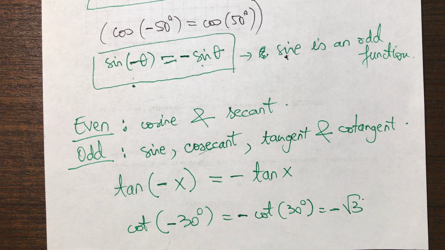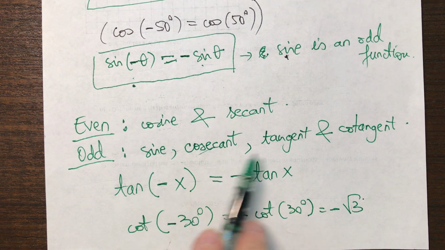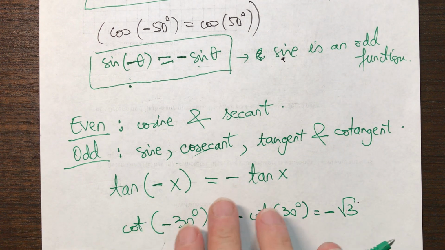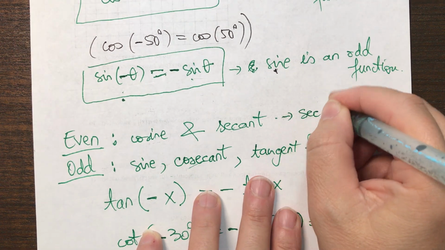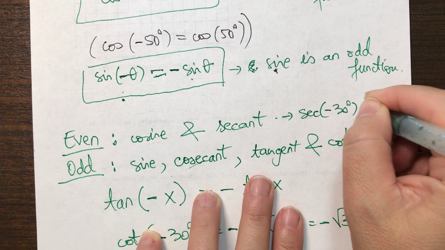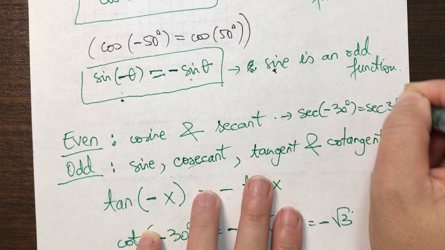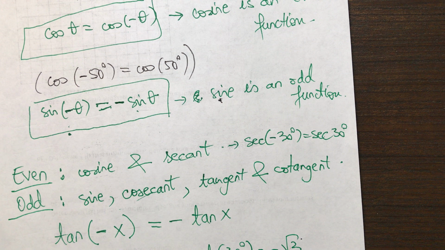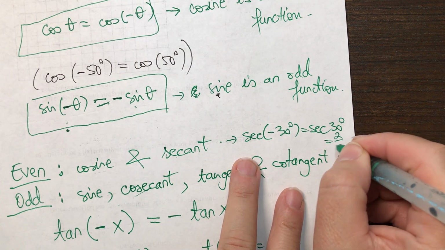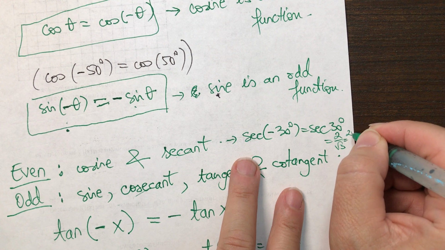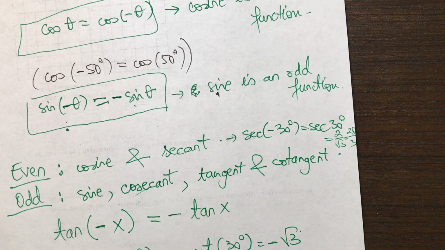That's how we use these even and odd properties. So for sine, cosecant, tangent, and cotangent, throw the minus out. The cosine and the secant pretty much swallow it. What does that mean? Secant of negative 30 degrees is the same thing as secant of 30 degrees. It stays the same, like it swallows up the minus. What is secant of 30? It's the reciprocal of square root of 3 over 2, so 2 over square root of 3, which is 2 square root of 3 over 3, rationalized. All right, this is enough for 5.3.